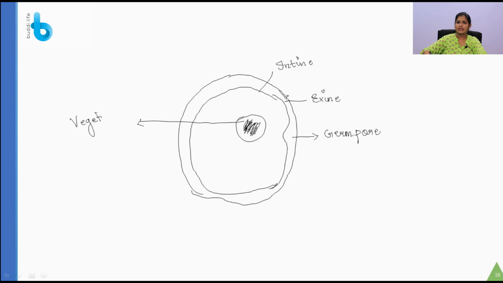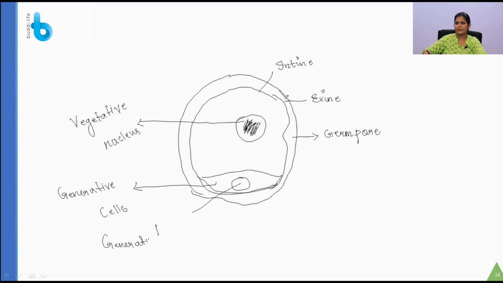Apart from that, there will be a small cell present in this pollen grain which is called the generative cell. Generally there are 2 cells. This cell is called the vegetative cell containing the vegetative nucleus, and this small cell floats in the cytoplasm. This is the generative cell. It floats in the cytoplasm. Basically this cell again contains a nucleus which is called the generative nucleus.